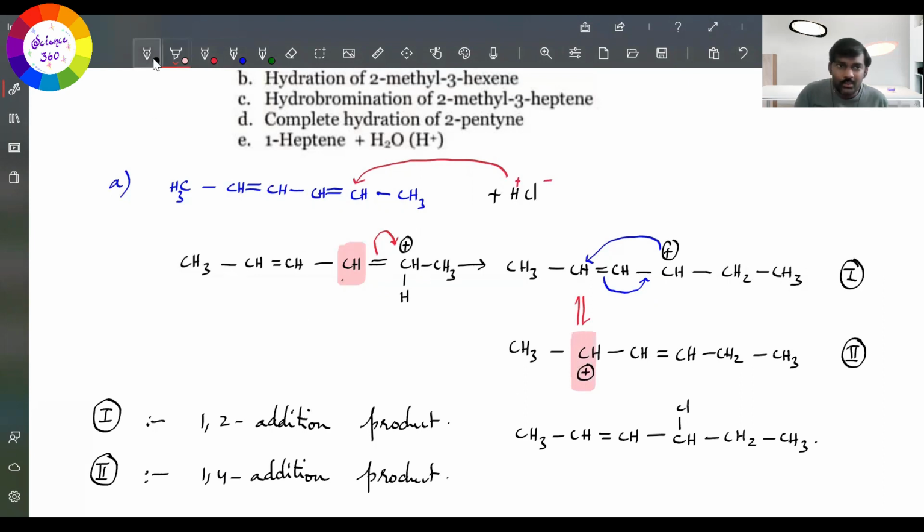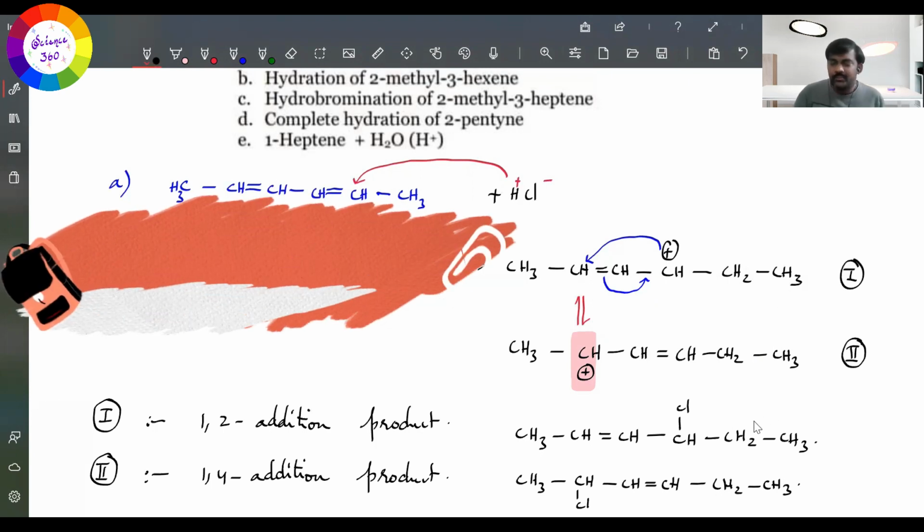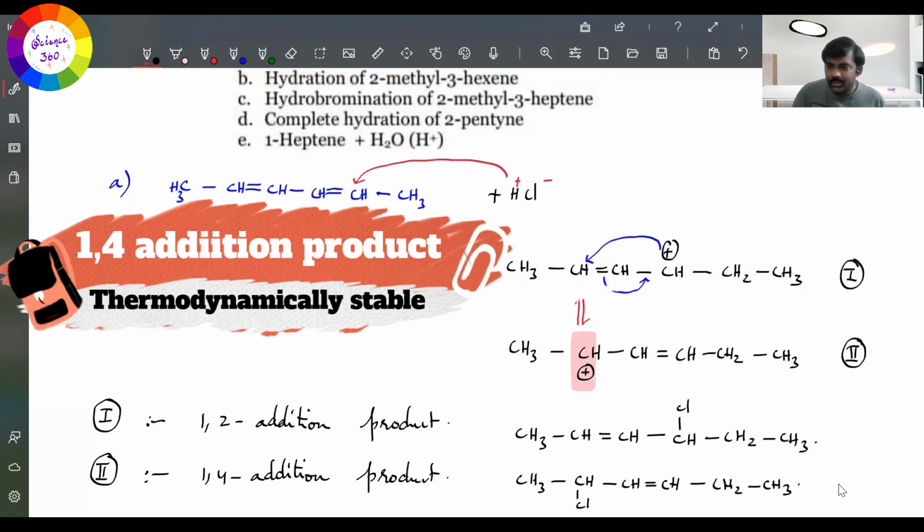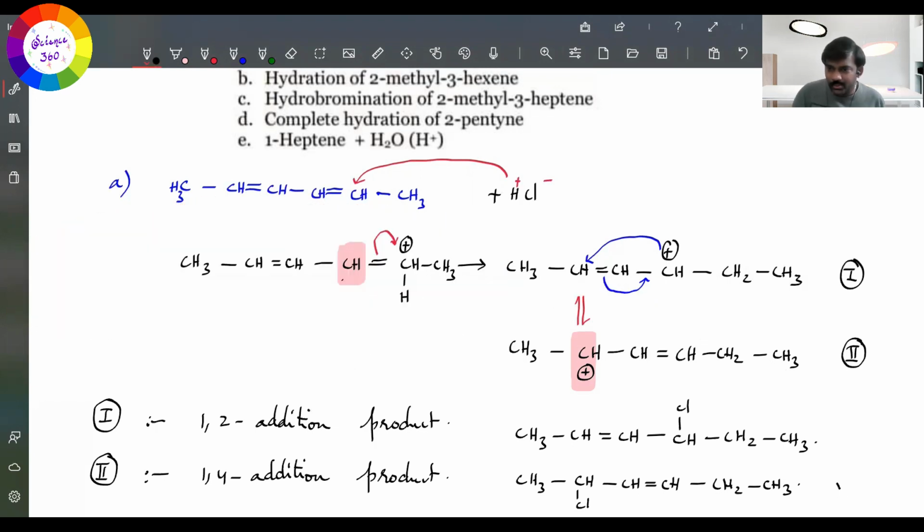Okay. So there the chloride ion will be attached. That means now I'll be getting the product with chlorine here. So here there is a double bond, CH2, CH3. Okay. So these are the two products we'll be getting. Thermodynamically, if you ask for the major product, the 1,4 product is the major product. Okay, this is the major product here.